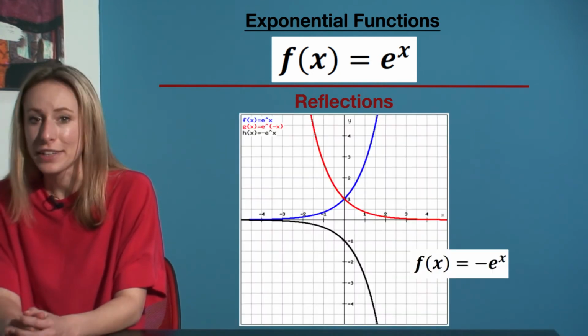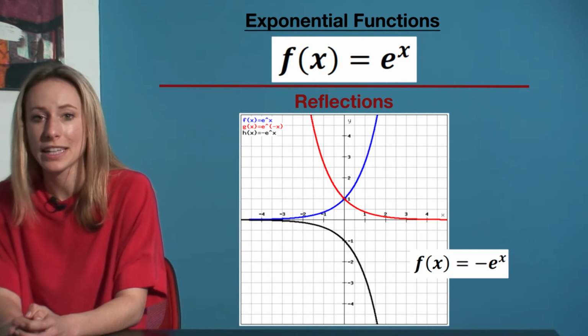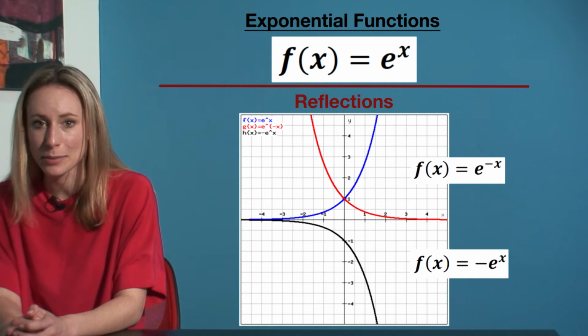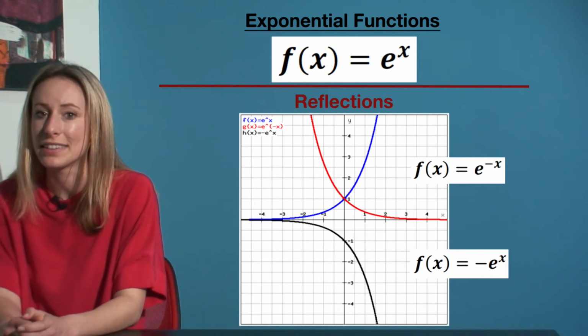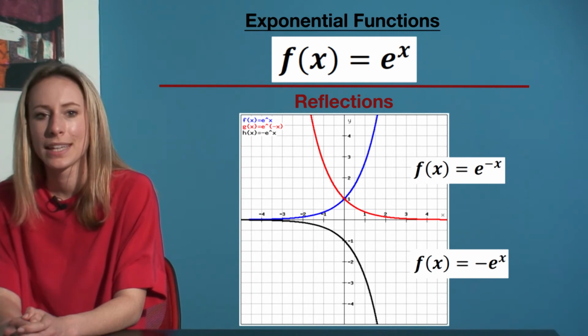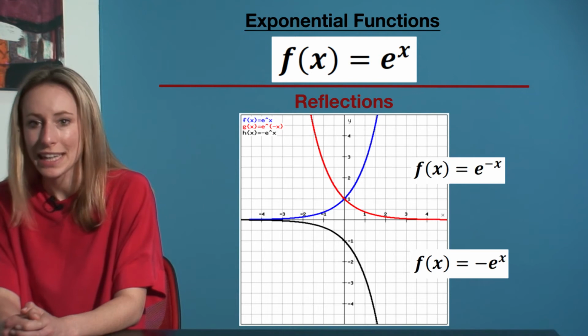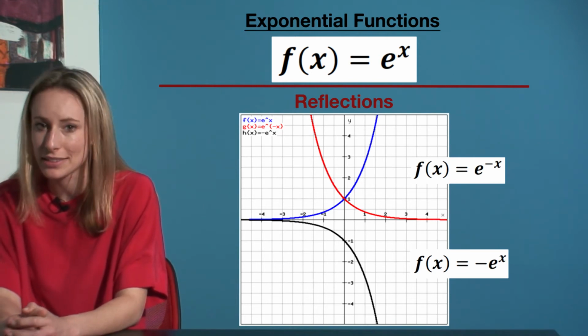The graph can be reflected in the x-axis by placing a negative in front of the function to get f of x equals negative e to the x, and the graph can be reflected in the y-axis by placing a negative in front of the x in the function to get f of x equals e to the negative x. Here, we can see the black function is a reflection of the blue function in the x-axis, and the red function is a reflection of the blue function in the y-axis.